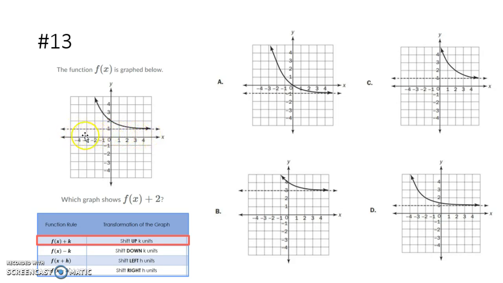If I shift this whole graph up 2 spaces, I'm going to have a brand new asymptote at 2 units higher than this level. So take this dotted line and bump it up 1, 2 spaces. And right here where I'm hovering, that's where you should have your asymptote of your transformed graph.